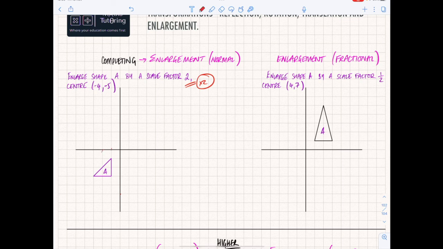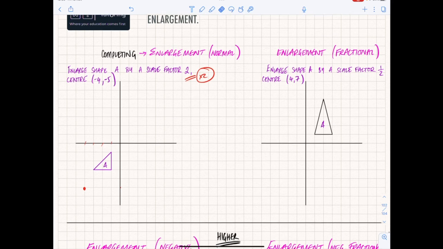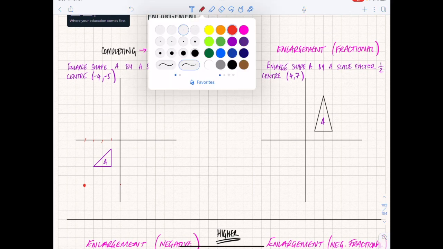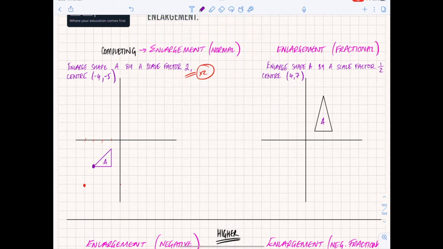So 1, 2, 3, 4, 1, 2, 3, 4, 5. That's my centre of enlargement. Okay, so that is the point where I'm going to be enlarging this shape from. So to do this, what you do is you pick a corner. So I'm going to pick this bottom corner here.